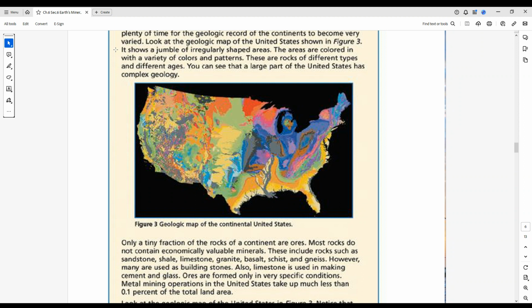It shows a jumble of irregularly shaped areas. The areas are colored in with a variety of colors and patterns. These are rocks of different types and different ages. You can see that a large part of the United States has complex geology.